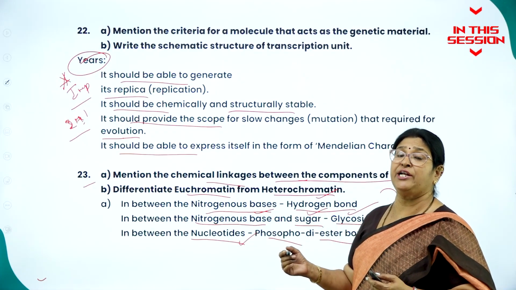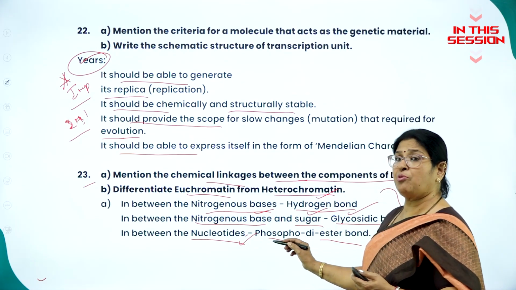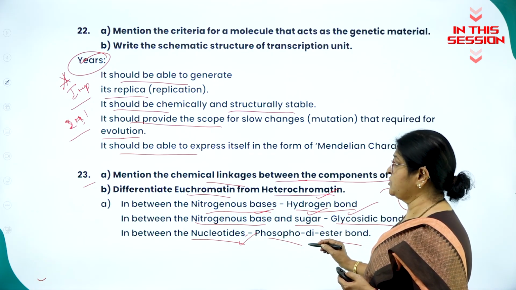What is a nucleotide? Nucleoside plus phosphate makes a nucleotide. So what is the bond here? It is the phosphodiester bond.